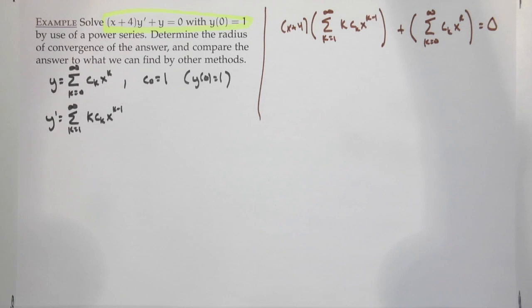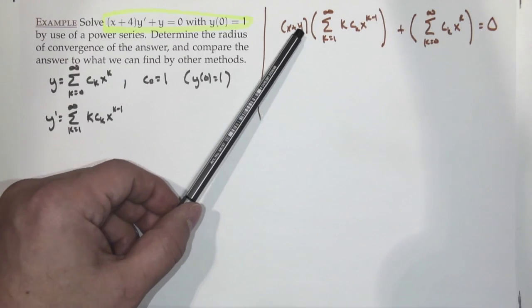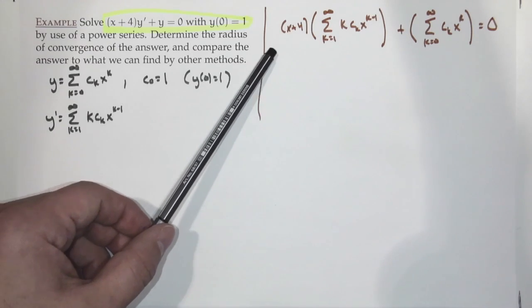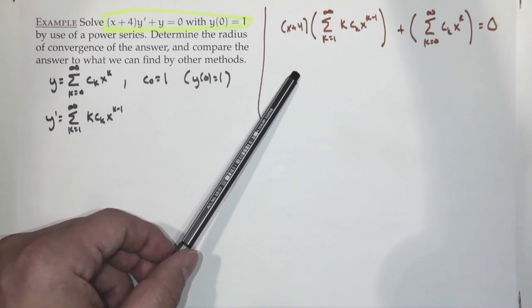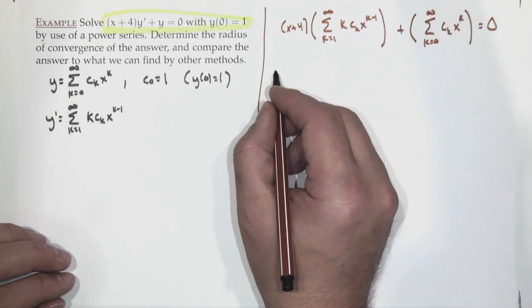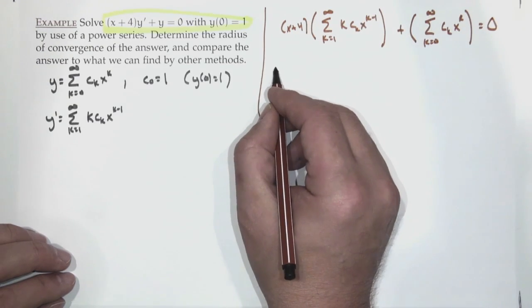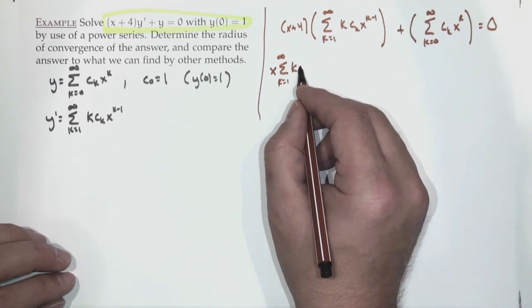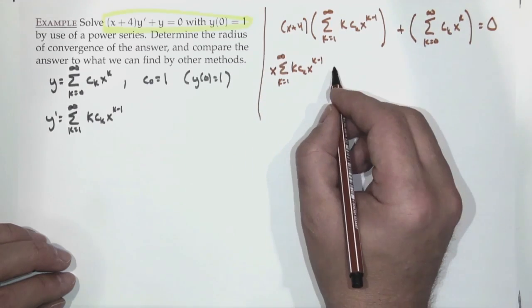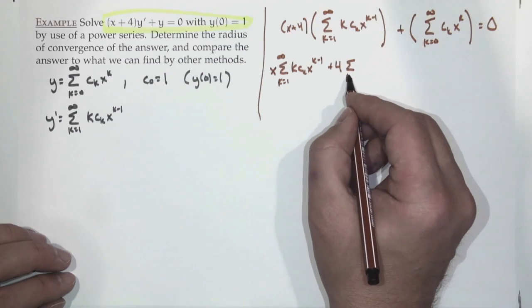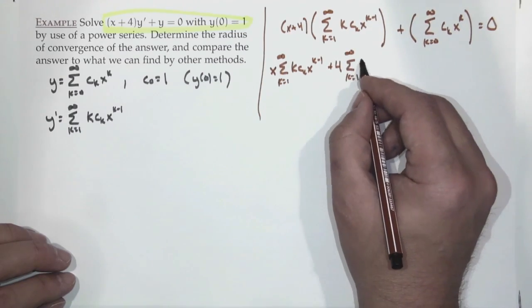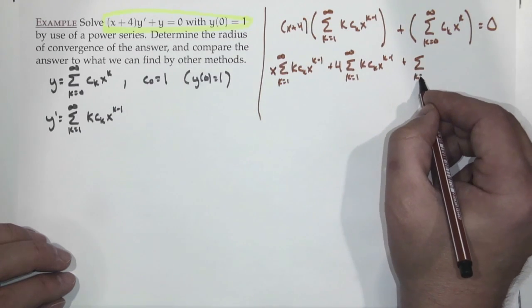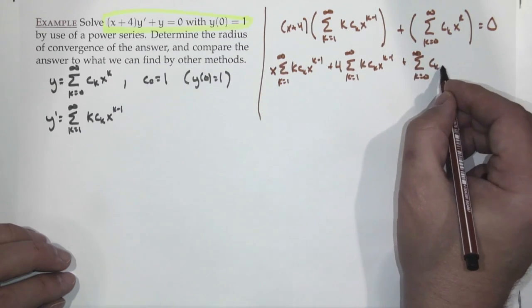If it helps, I'll casually point to something. It says, yeah, we should distribute. Okay, so this is the same as x times the sum from k equals 1 to infinity of k c_k x^(k-1), plus 4 times the sum from k equals 1 to infinity of k c_k x^(k-1), plus the sum from k equals 0 to infinity of c_k x^k.